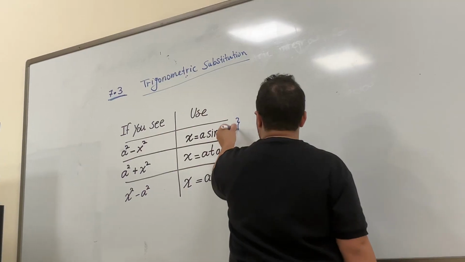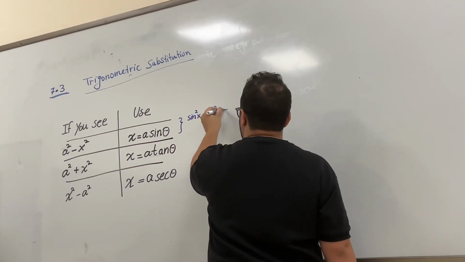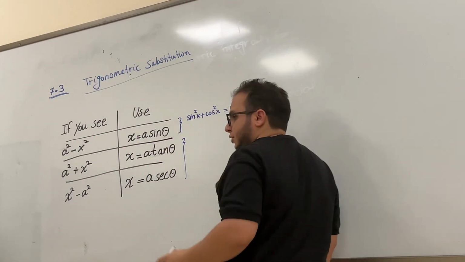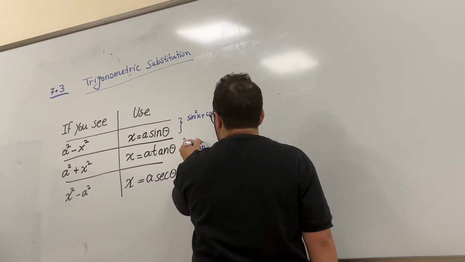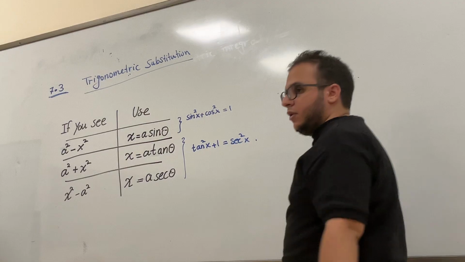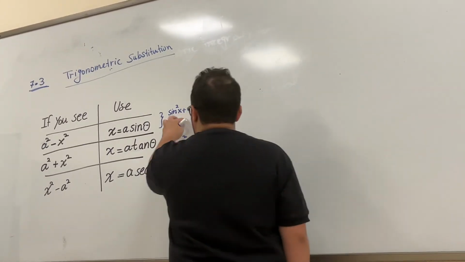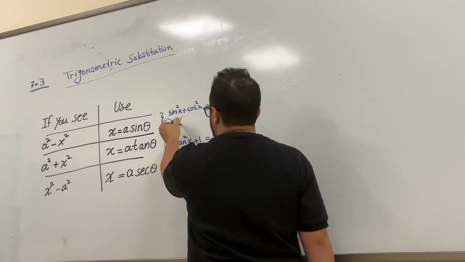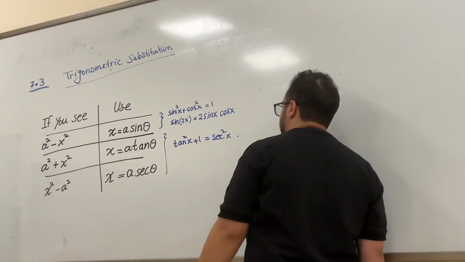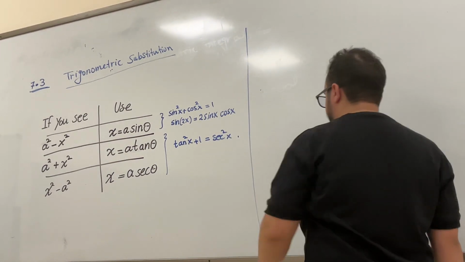And you should use this identity at some point: sine squared x plus cosine squared x equal 1. And in these two, when you do the calculation, you will end up with a situation where you have to use this identity. And here also sometimes it appears sine 2x equal to 2 sine x cosine x. So let's take examples of this.